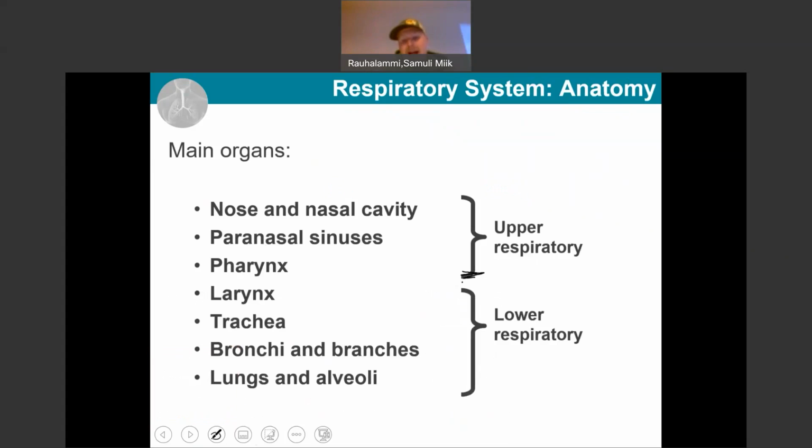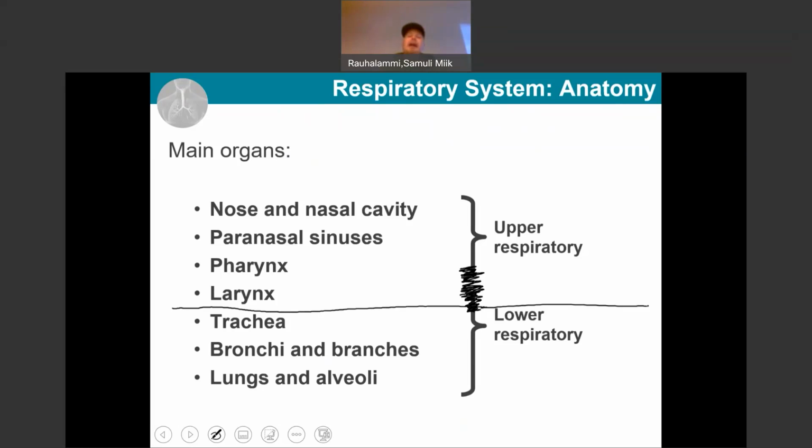I wouldn't say that this slide that I'm showing you is very good. The boundary between the two is sometimes a little blurry, and I would probably rather draw the boundary here so that the nose, nasal cavity, paranasal sinuses, pharynx, and larynx belong to the upper respiratory tract, and trachea, branches of bronchioles, and lungs and alveoli belong to the lower respiratory system.